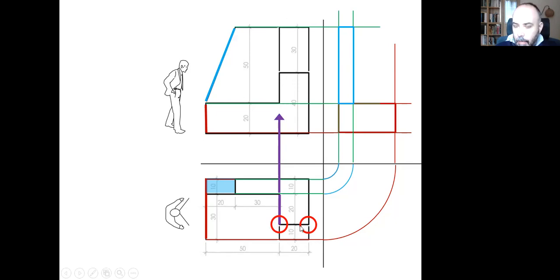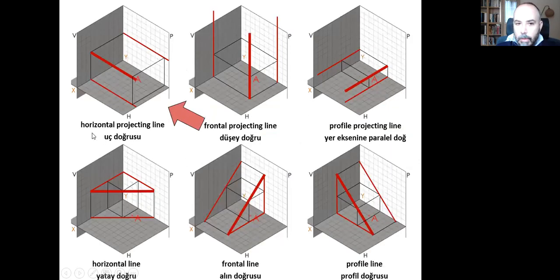Because of these gaps, I can say that it is the higher one. Because these gaps are left to indicate that there is a level difference. So this must be the higher one, and this front part should be the lower one. So this line appears as a point in the front view because it's a horizontal projecting line.